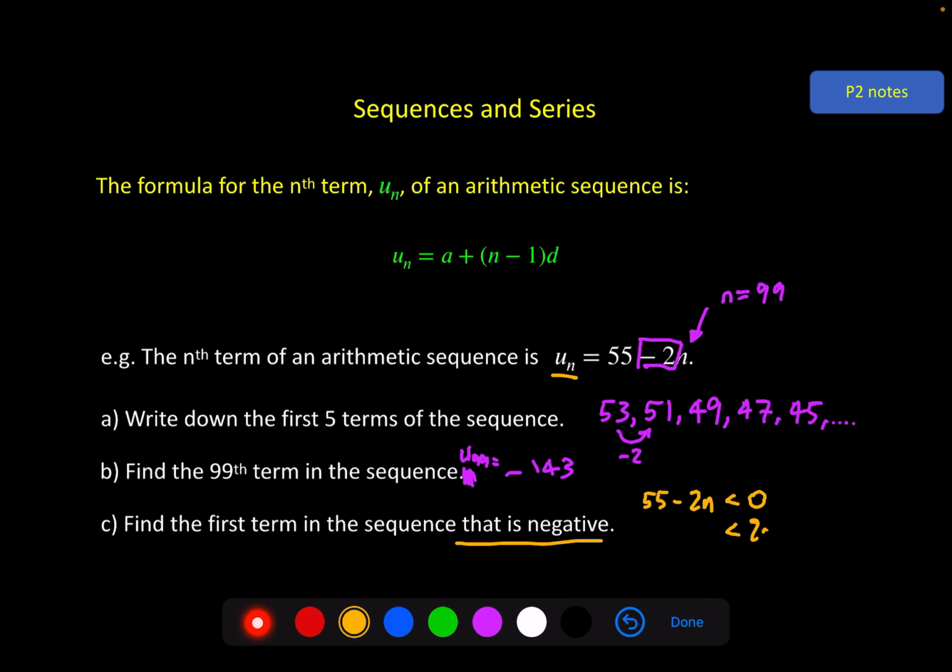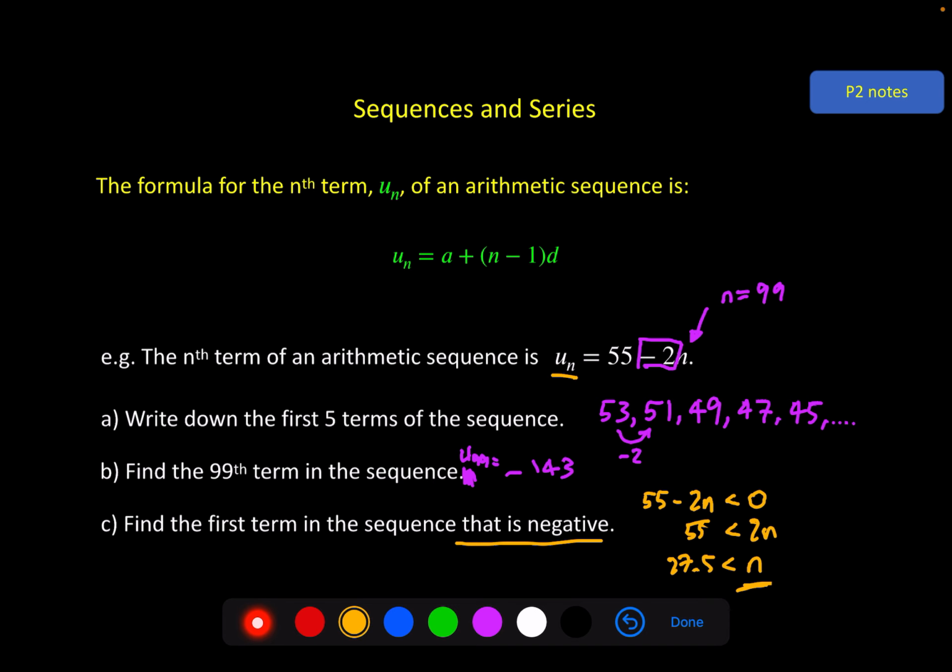So just rearrange that. 55 divided by 2, and we get 27.5. n must be greater than 27.5. But remembering we're talking about the number of terms in a sequence, this n here must be a whole number. I can't have a 0.5 of a term. I can't have term 3.5. It doesn't make any sense.